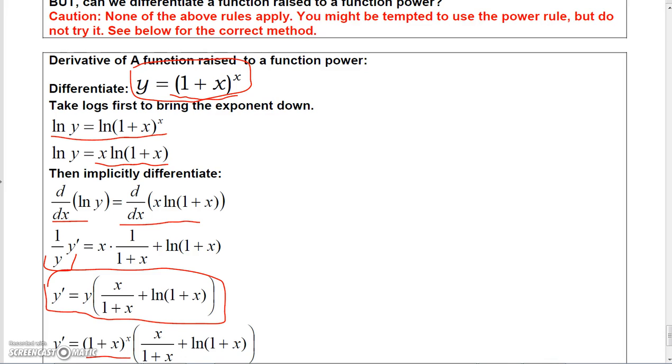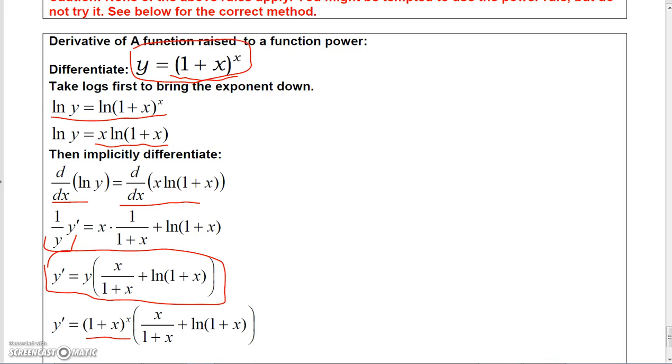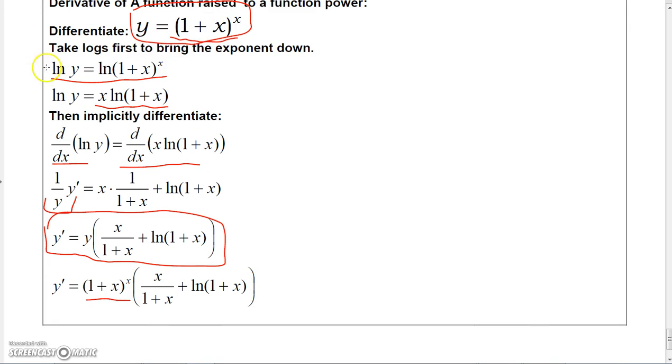Now, certainly you don't want to use any other rules on this or you'll get it wrong. When you have a function raised to a function and you want the derivative, this is the process that must be followed.